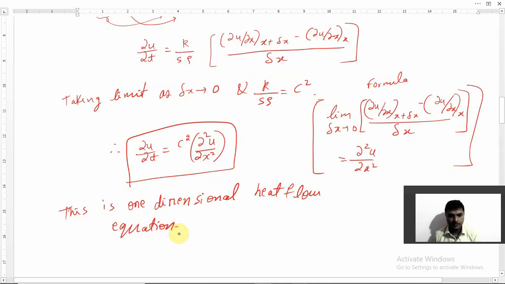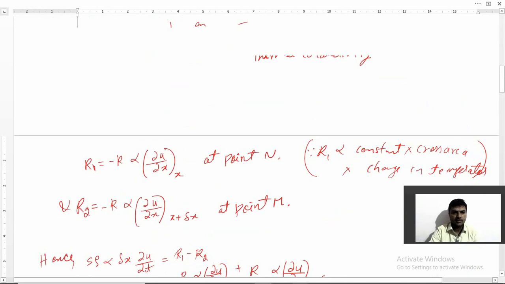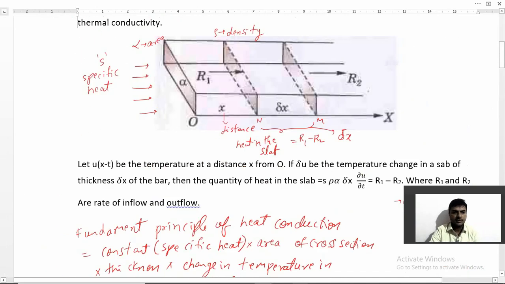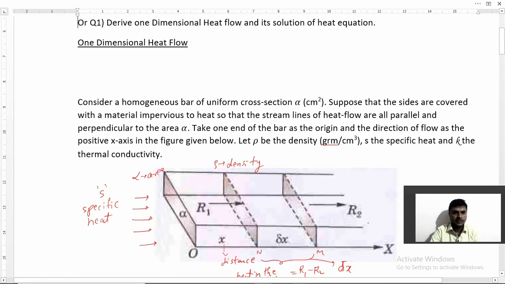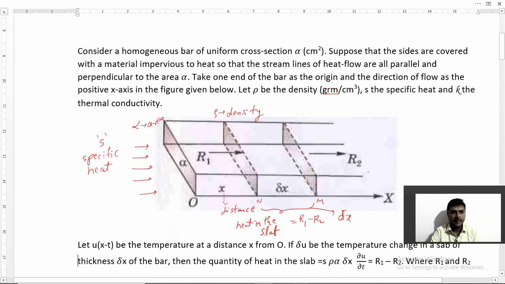So this is a very simple derivation we have. Just go through the derivation once again, you will understand how easy it is. I will repeat this once again. Please remember, they will just ask the one dimensional heat equation derivation and its solution. I will just continue this lecture.